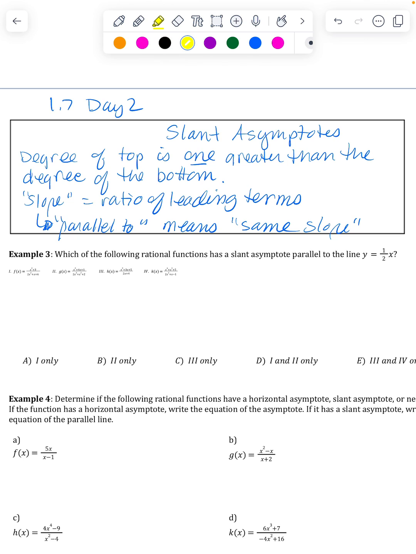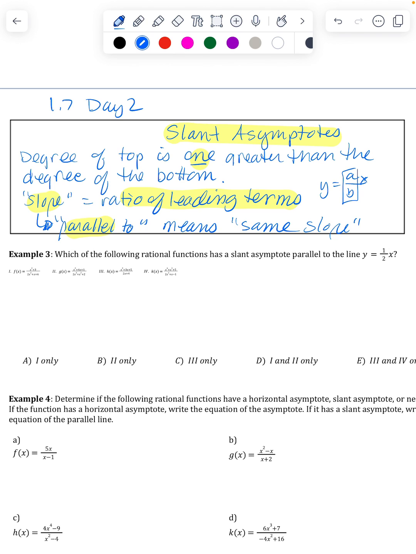So the key is to know that you will have a slant asymptote when the top degree is 1 greater than the bottom, and also you'll find the slope of it, or it's going to be parallel to the ratio of the leading terms. So if you end up with y equals a over b, you will have one x left. If you think of it in terms of canceling, because the top is 1 higher, this is going to be the slope of your slant asymptote. That makes it super complicated. So let's look at some examples.